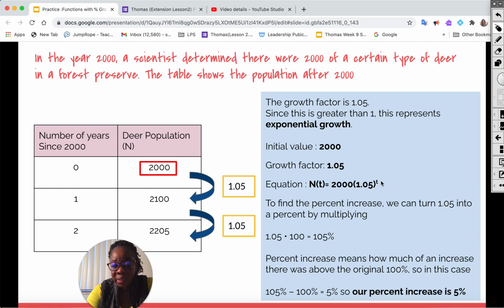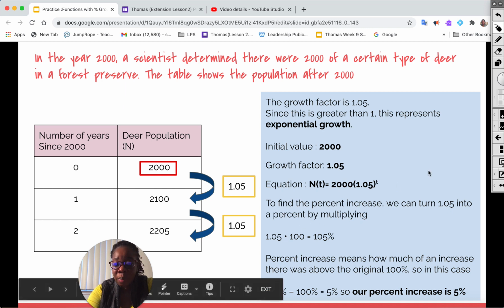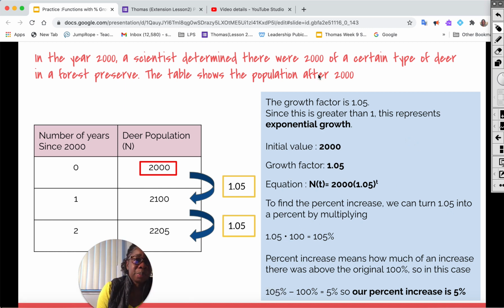Now, what is the percent increase? Now remember, we have said that we can turn the growth factor into a percent by multiplying by 100, and we multiply by 100 because percent means out of 100. That gives us 105%. The increase is how much of an increase there was above the 100, and we do that by subtracting 100 from the 105. So our percent increase in this case was 5%.